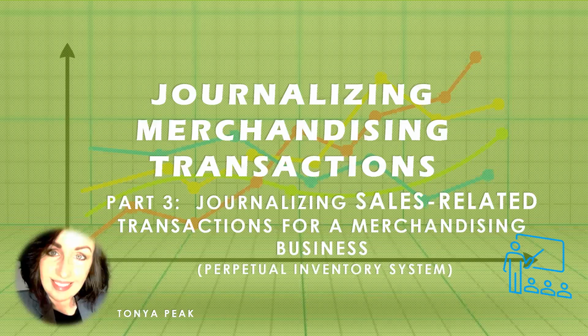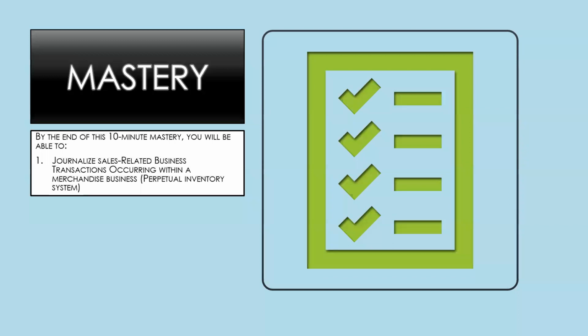This session will be about journalizing merchandising transactions. This is part 3, journalizing sales-related transactions for a merchandising business using the perpetual inventory system. By the end of this 10-minute mastery, you will be able to journalize sales-related business transactions occurring within a merchandise business.